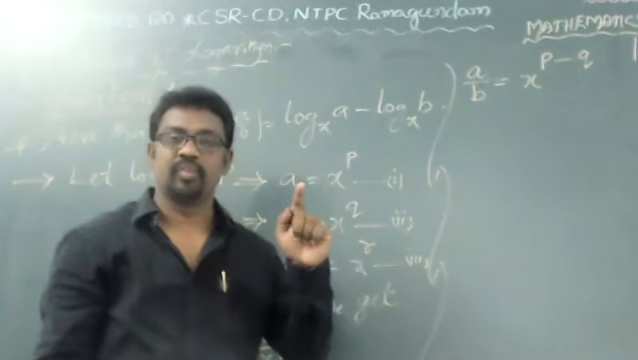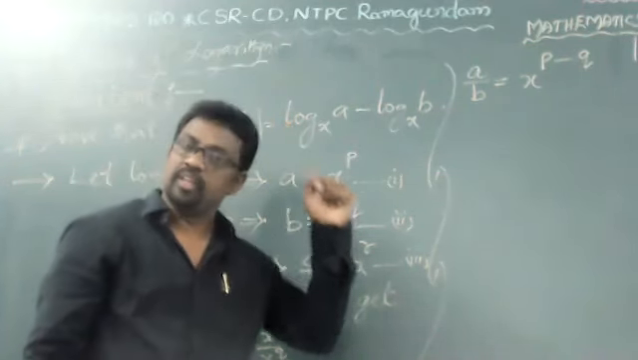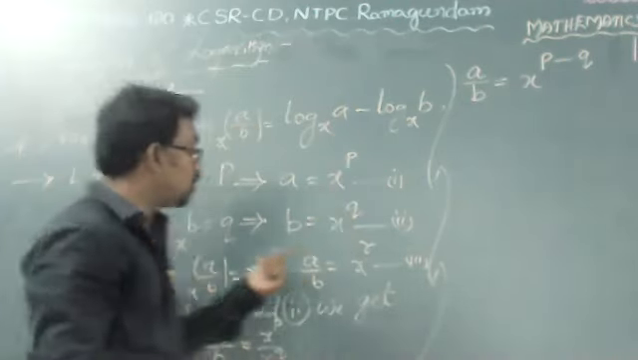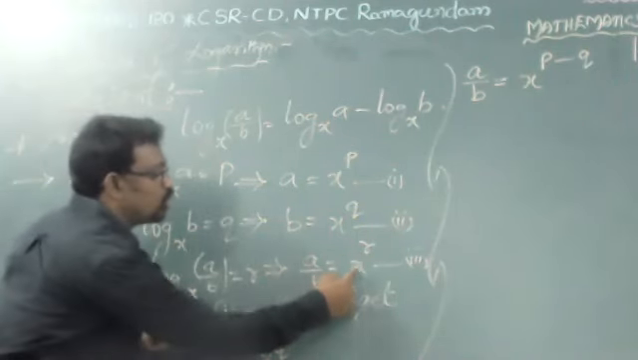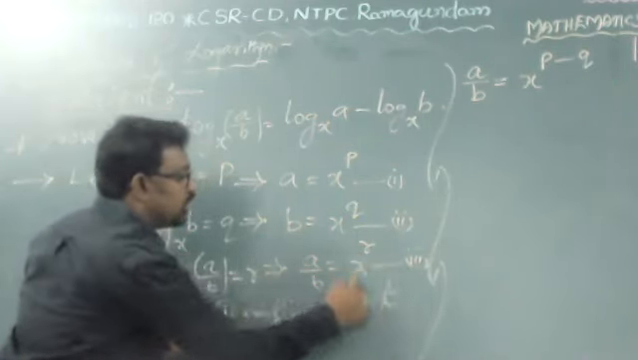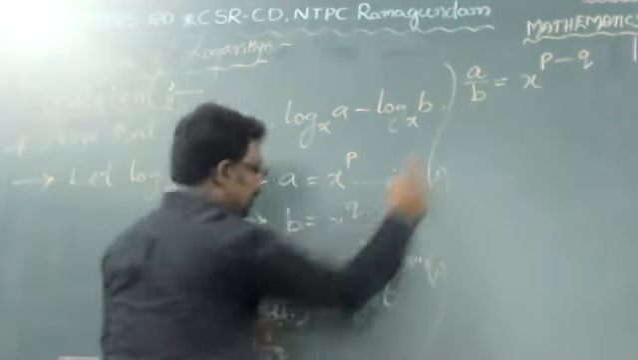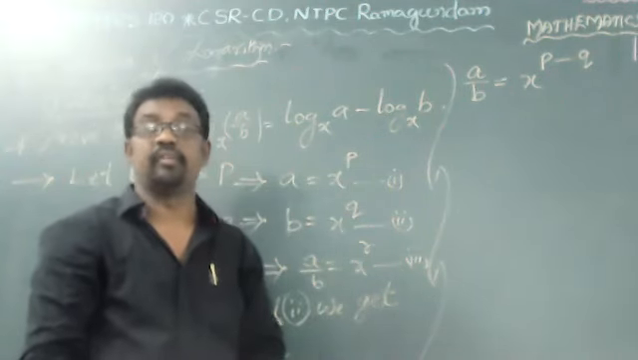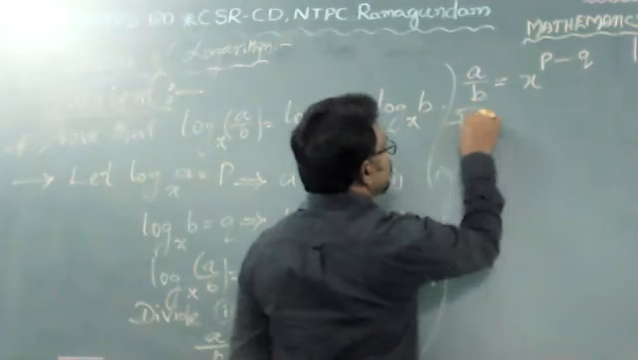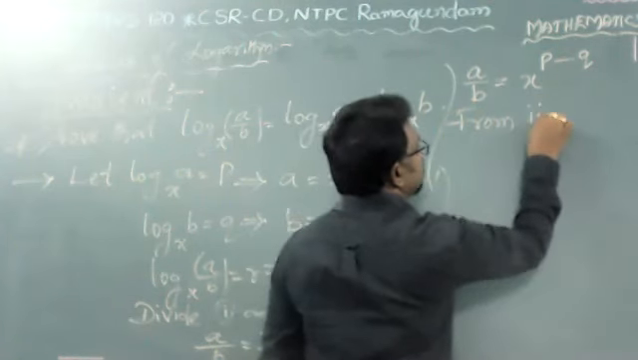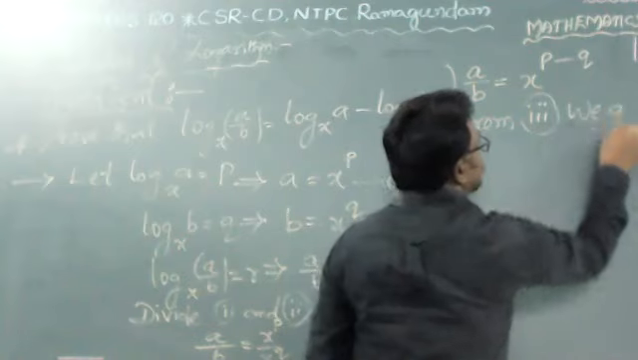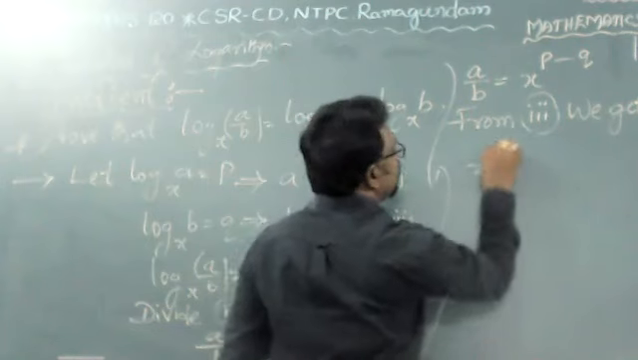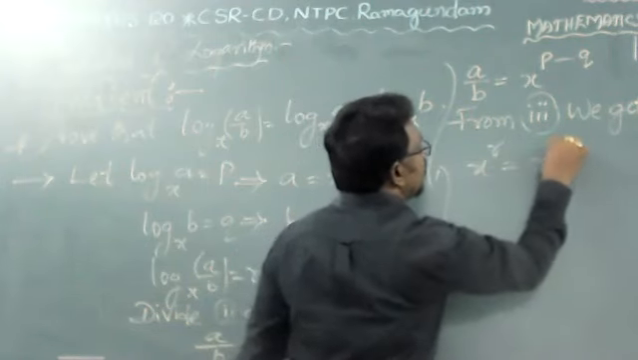Again from the same. How we did in the product of logarithm? Here also we have to go with the same. That is A by B. What we got here? A by B is equal to, since the third equation, x power r. A by B you can write as x power r. So from 3 we get A by B, x power r. X power r is equal to x power p minus q.